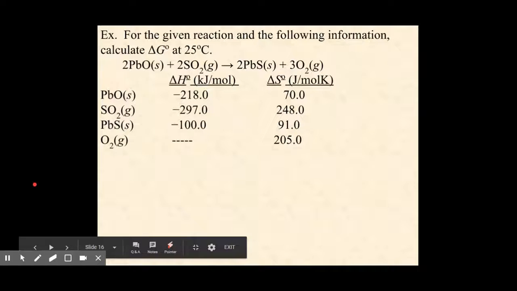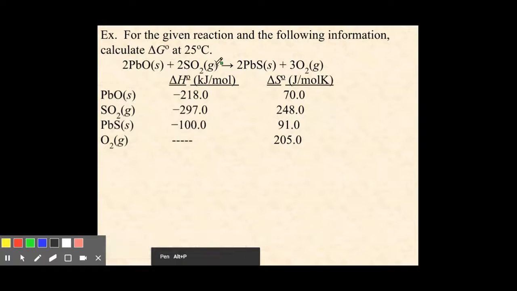So here's our equation. For the given reaction and the following information, calculate delta G at 25 degrees Celsius. So we have a constant temperature. That's good. And then we have our reaction. It has coefficients in it. I noticed that it is lead oxide as a solid plus sulfur dioxide as a gas, and then yields lead sulfide as a solid, and then yields oxygen as a gas.